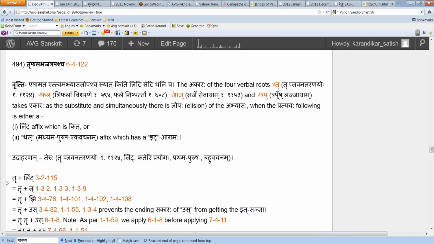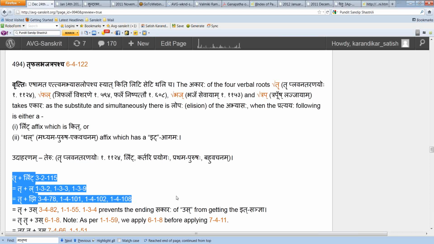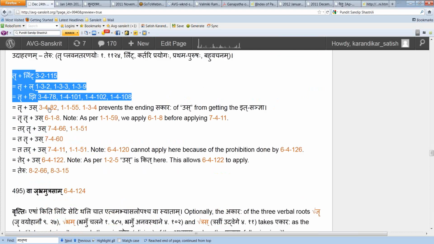The first steps are always the same. Add lit, and when the lopa happens, jhi, taptas jhi. Then we get the adesha us by 3-4-82 parasmaipadanam nalatusus. In anekal shit sarvasya, anekal adesha, so it replaces the entire pratyaya. Jhi is gone, becomes us. And then of course by na vibhakti tusmaha, the sakara doesn't get an it.